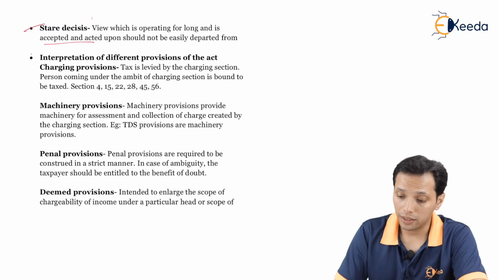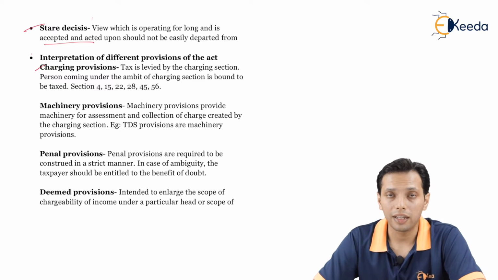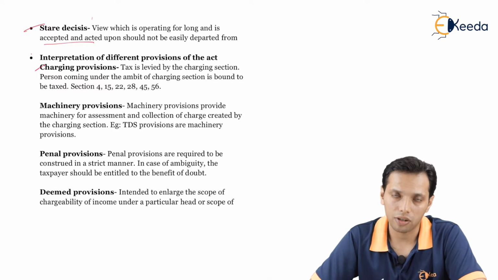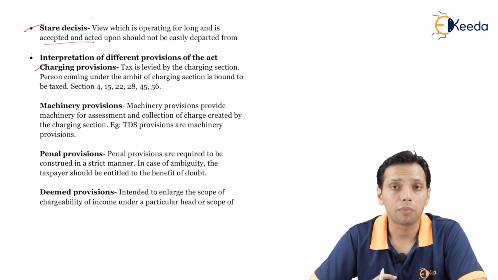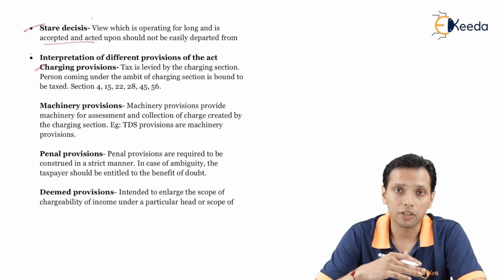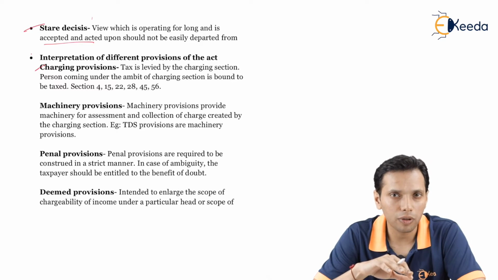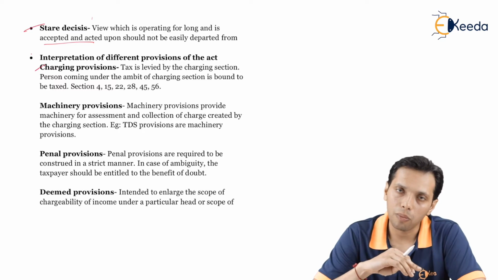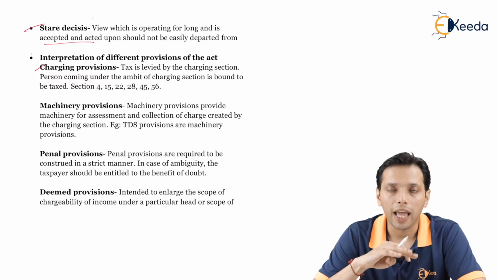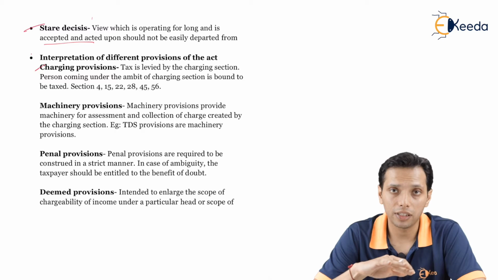So first, as you can see on the screen, is the charging section. Charging section lays down a liability on the assessee. It's from this section that an assessee, a person or a taxpayer, is liable to tax. There is a charging section for each and every head of income. In the Income Tax Act, there are 5 heads of income: salaries, income from house property, business and profession income, capital gains, and income from other sources. In each of the 5 heads of income, there are charging sections.